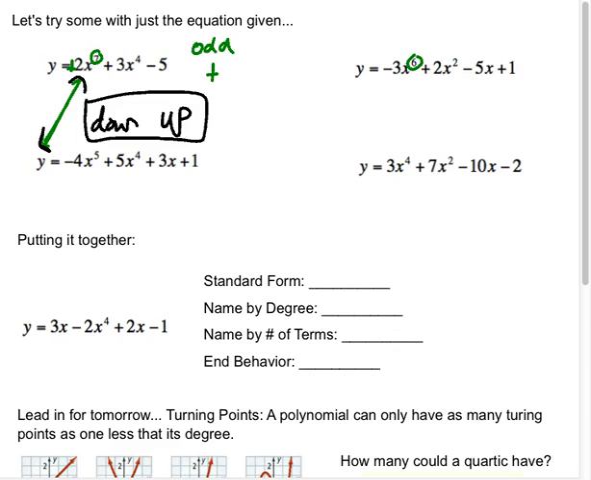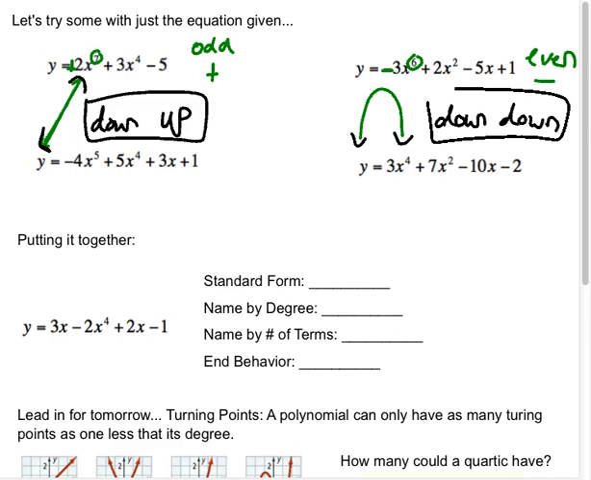Here I see an even negative. So even negative means I should be thinking of an upside down parabola. And what is an upside down parabola doing? Well, both ends are going down.